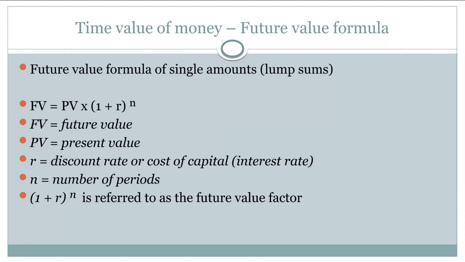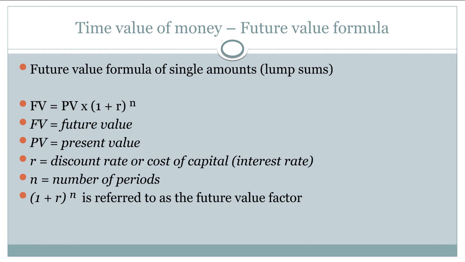Okay, so this is what we want to work out. 12 times 1 plus 8%. I don't know if this is going to work. Crap, what happened there? Okay, I don't know how to make superscript work in the chat.